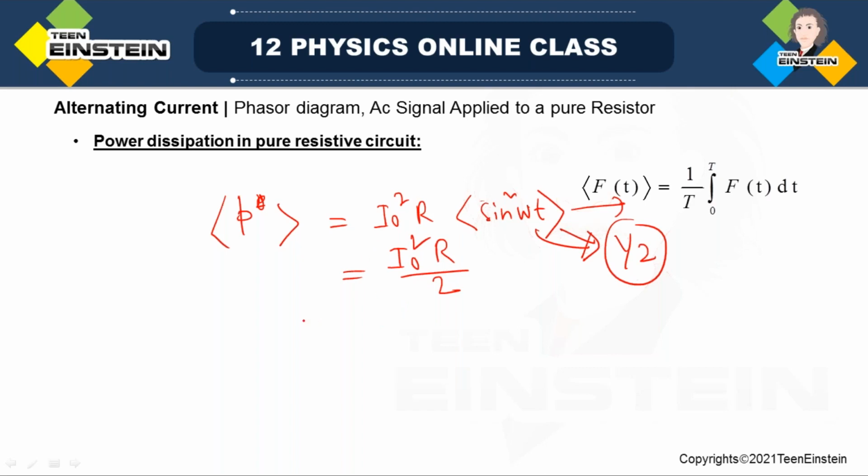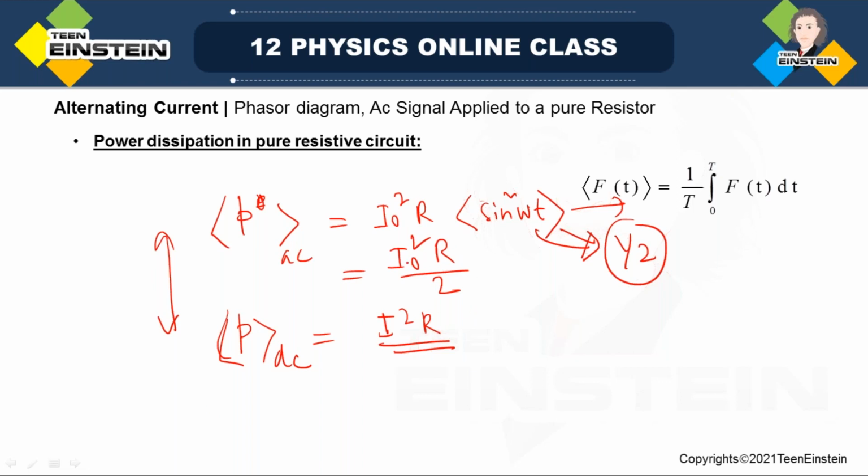This is in case of AC. But what we know, average power or joule heat loss in case of DC circuit, we know I0 squared R. Actually, in DC there is no instantaneous value; the instantaneous value and the amplitude are the same in that case. So you get I squared R. But here we are getting half of this. This is AC, this is DC part.